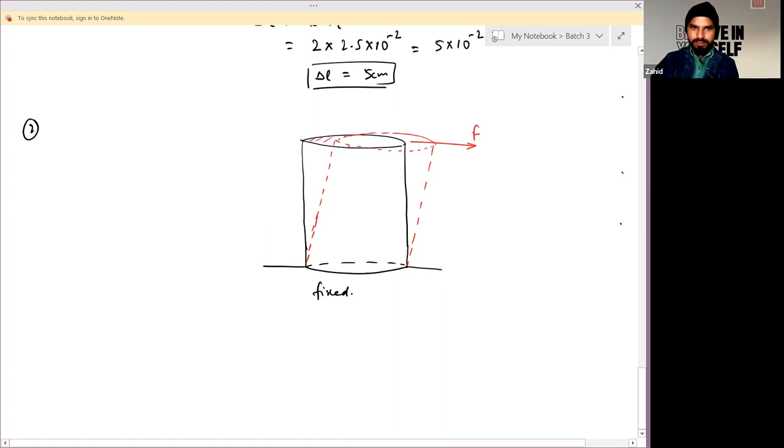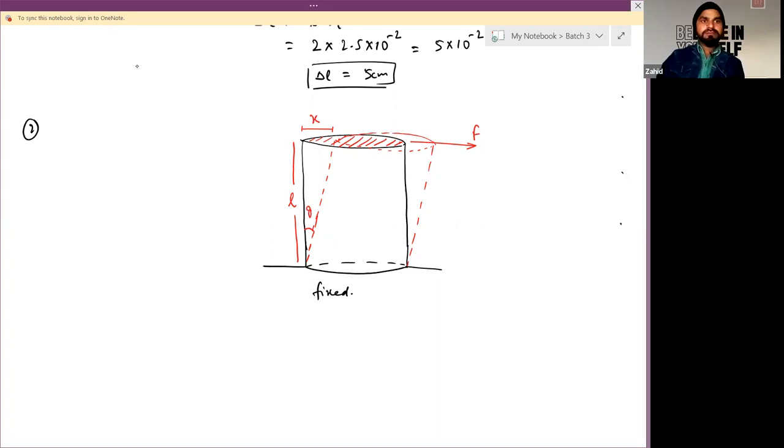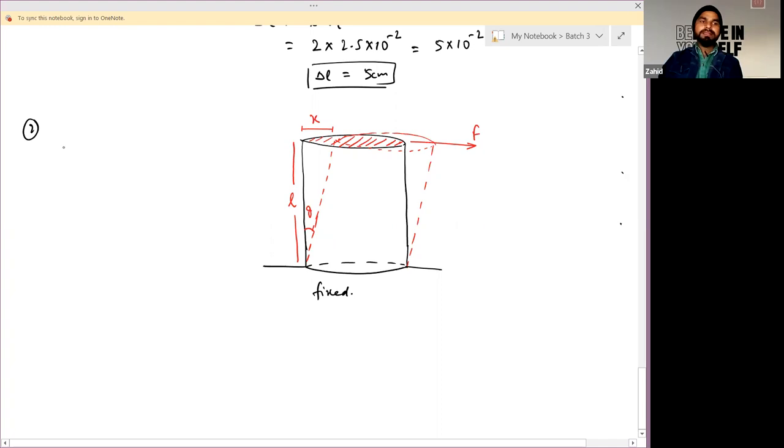Initially it was at this point. Now due to deformation, it is slightly displaced to this. Having displaced portion x, the length of this particular cylindrical block is L, and this will be theta. So this is termed as tangential or shear.